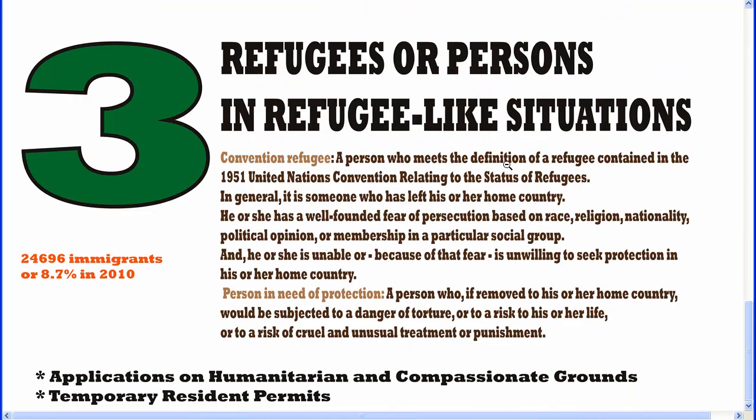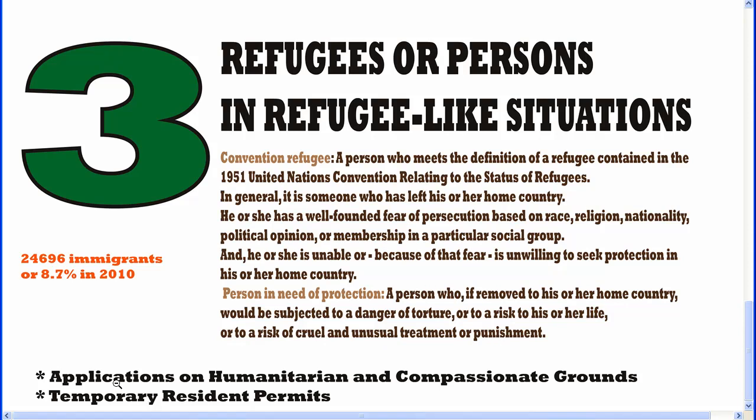The last class are refugees or persons in refugee-like situations. In order to apply for permanent resident status in this category, a person needs to meet the definition of a refugee according to the 1951 United Nations Convention relating to the status of refugees. So basically they have to fear some sort of persecution based on race, religion, nationality, political opinion, or membership in a particular social group. A person in need of protection is someone who is not able to go back to their own country because they face danger of torture or, for example, risk of cruel and unusual treatment or punishment.